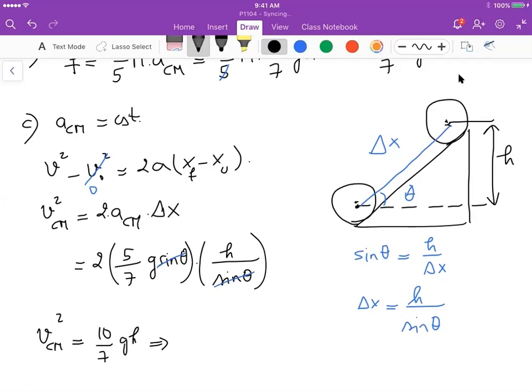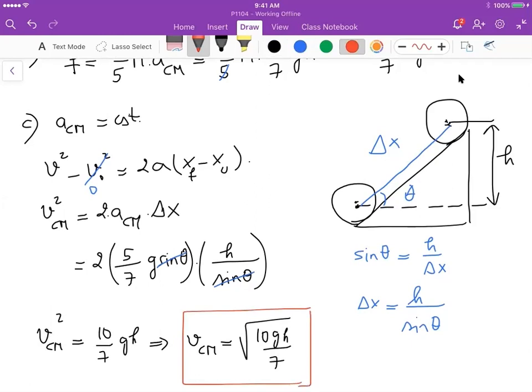And so we can deduce that the speed of the center of mass at the end of the ramp is given by the square root of 10gh over 7. This is the answer we get from this method. And so this is it. This is how we can determine the speed of the center of mass of the ball after it has rolled down the total inclined plane.